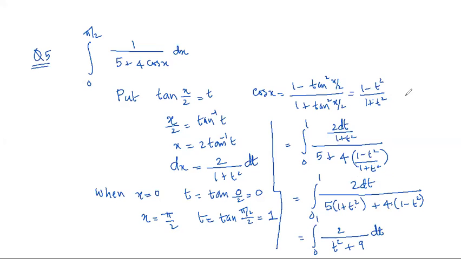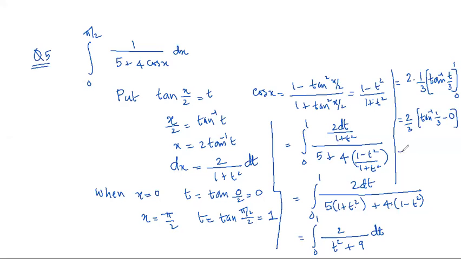Now give me the answer for this. What is the formula for this integral? 1 by 3 tan inverse t by 3. And the limit is from where to where? 0 to 1. So the final answer will be 2 by 3 into tan inverse of 1 by 3 minus tan inverse of 0, that is 0. So the final answer is 2 by 3 tan inverse 1 by 3.